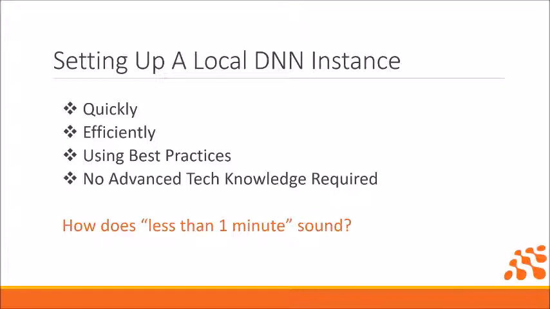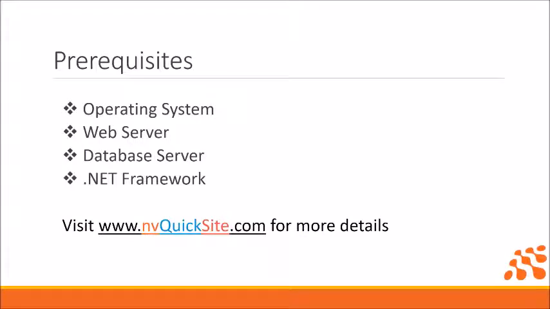Sounds great to me. So what are some prerequisites to being able to utilize NV QuickSight? One is, of course, you need an operating system. You need a web server, of course, IIS. You need a database server installed, and you need the .NET framework. There are some more specifics to each of those that you can find at www.nvquicksite.com, and you can get all kinds of details there about what you need in order to get started using it. But it's not too bad. Once you get set up, you're rocking and rolling and easy to go.